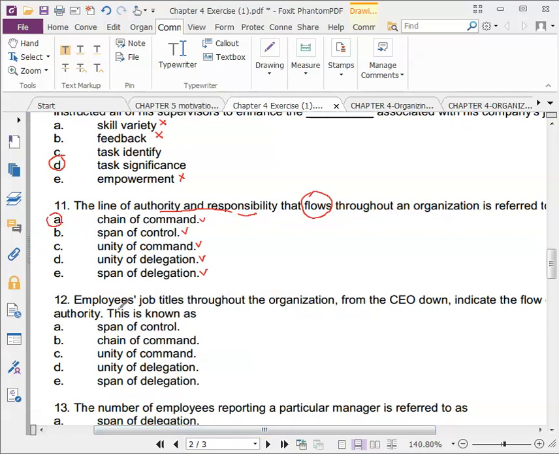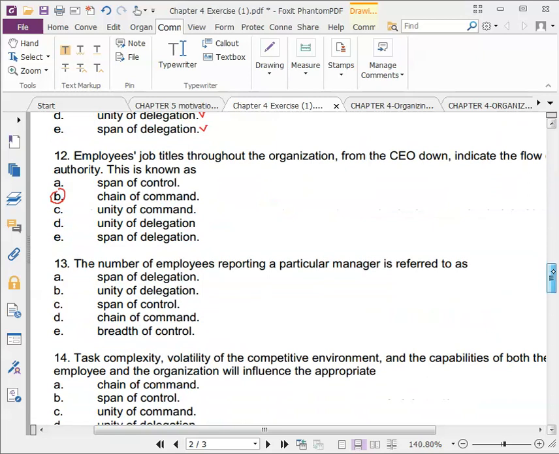Okay, next, employee job titles throughout the organization from the CEO down indicate the flow of authority. Sama juga jawapan dia tadi. Kan? This is known as chain of command juga lah. The flow dia. Kenapalah soalan dia sama juga.